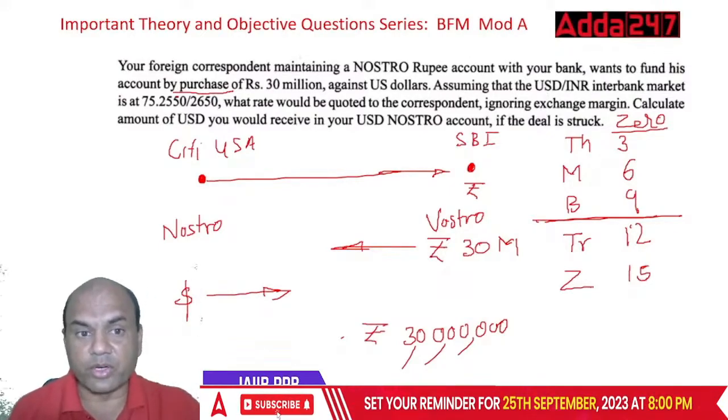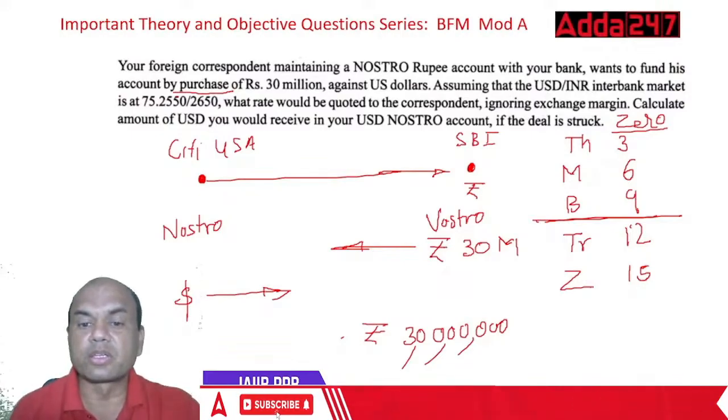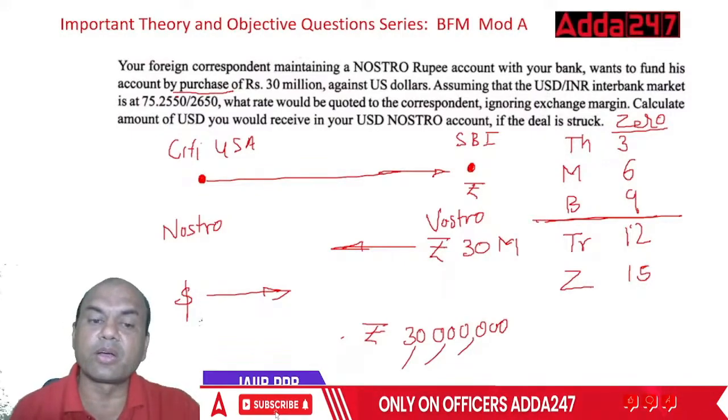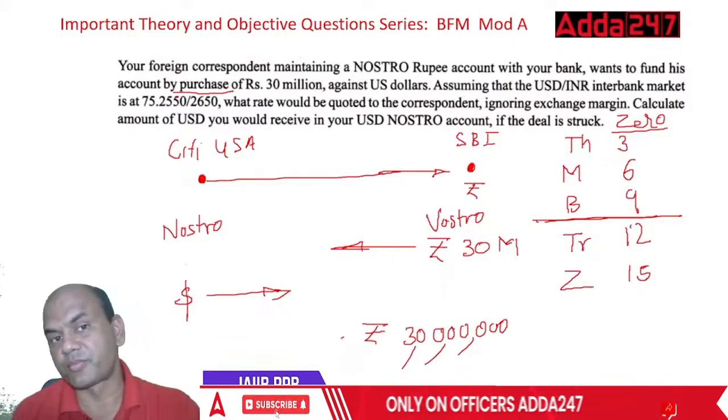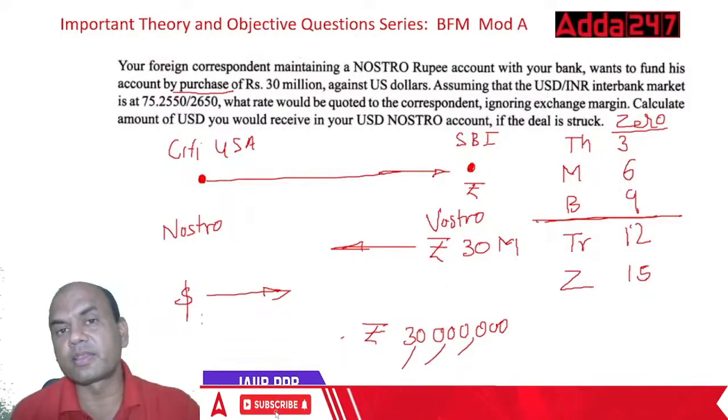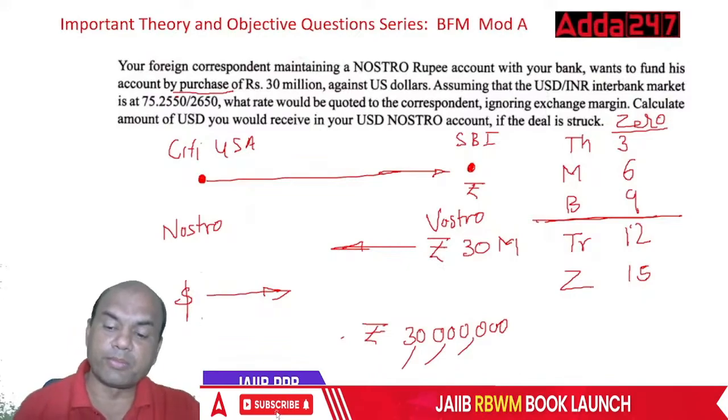Now understand this. What are you doing? See here, 30 million rupees is going out. So dollars are coming in. So if dollars are coming in, what will we do? Will we buy or sell?